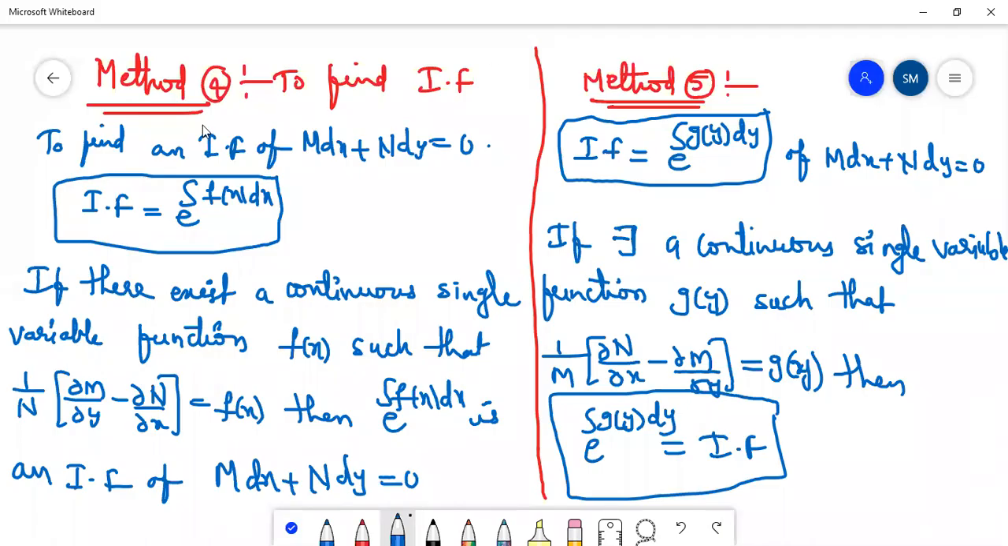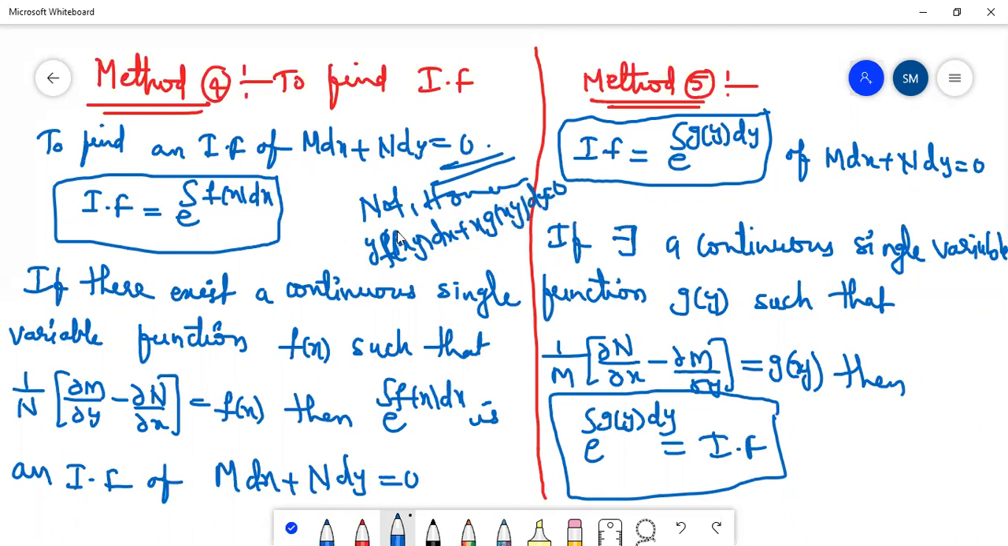Here, we find an integrating factor for the non-exact differential equation by using method 4 and method 5. First, take the given first order, first degree differential equation in the general form M dx plus N dy is equal to 0. In this, the given equation is not homogeneous, and it is not in the form y f of xy dx plus x g of xy dy is equal to 0.